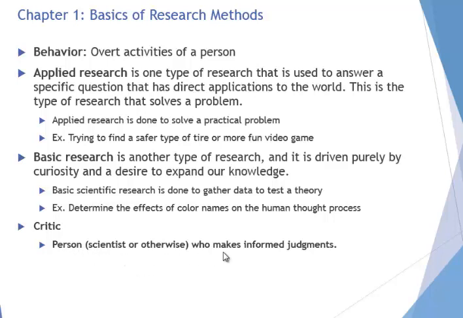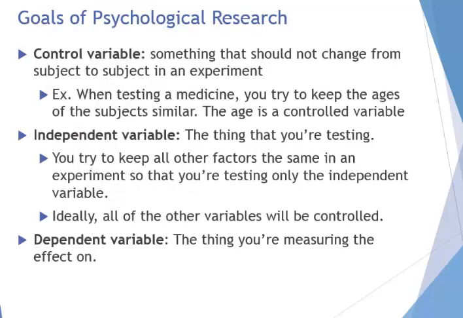A critic is a person who makes informed judgments. Hopefully you are a critic. I like to try to be a critic when I can. A critic doesn't necessarily mean somebody who is critical in terms of disparaging of things. Critic doesn't necessarily mean a scientist. A critic simply means anybody who makes informed judgments. And one of the goals of this course is to make you into a critic. Yes, believe it or not.